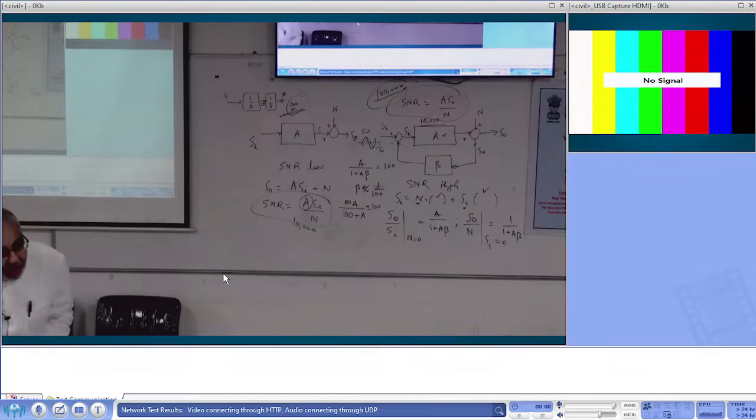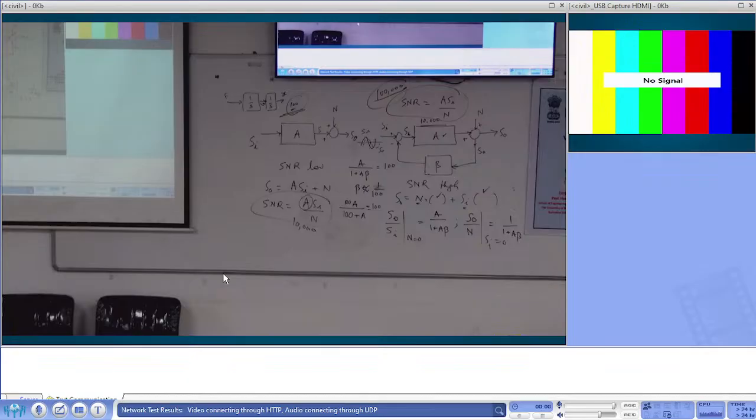It should be less than 1. It is critically stable when it is 1. So gain should be less than 1, right? So the gain and phase are related.